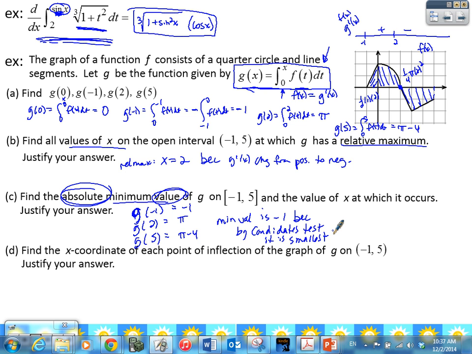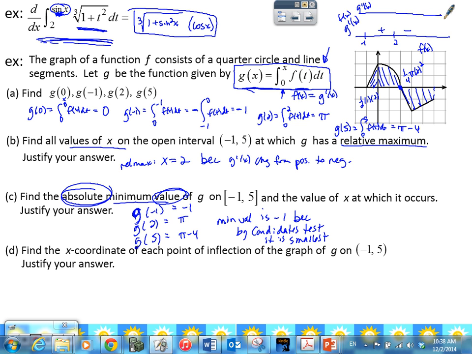All right, part D says, find the x-coordinate of each point of inflection. Oh, goodness. Now they want inflection. What do we have to do now? Second derivative. How do we get to the second derivative with the information that we have? It's the derivative of this picture, right? If we look at the slopes of the picture, we get the second derivative, right? G prime. So, let's see if I can fit it up here. So, g double prime of x.